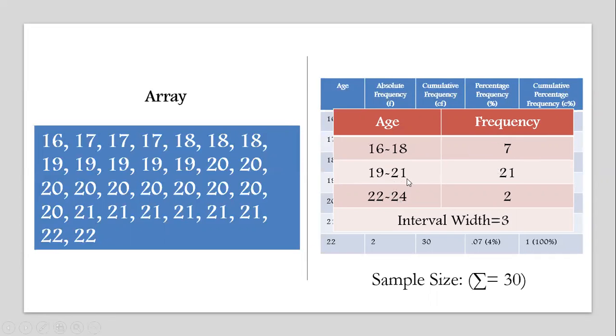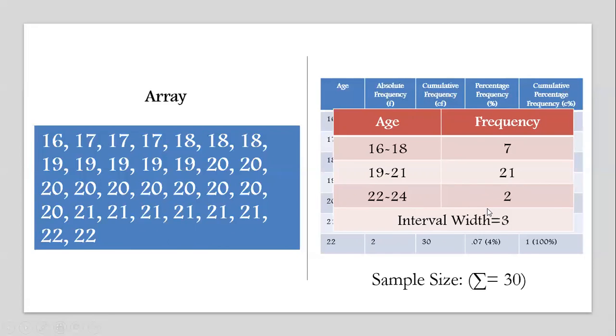Within this second interval of 19 to 21, we have 21 cases. And in this last interval of 22 to 24, we have 2 cases. Now you might ask where the number 24 comes in, because we have no 24 in our array of scores. But this doesn't matter. As long as our interval widths are equal, this last interval here still captures the endpoint of our distribution. So even though we know that we don't have anyone in our data set that's age 24, we do know that we have 2 individuals that are age 22. And so that's perfectly fine.